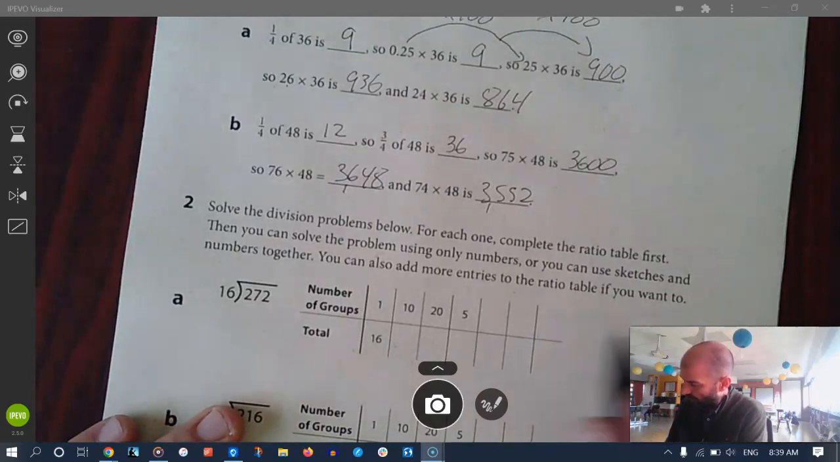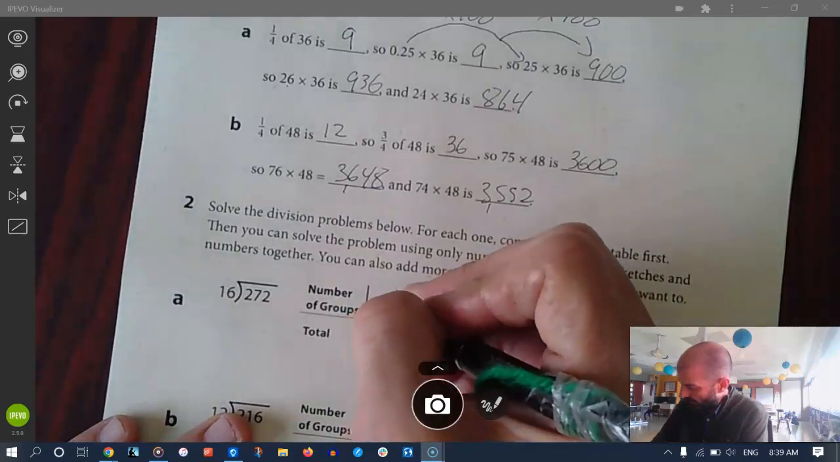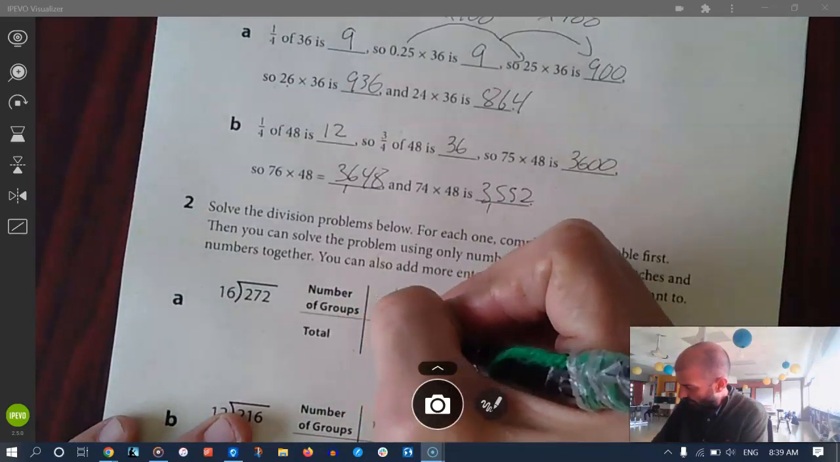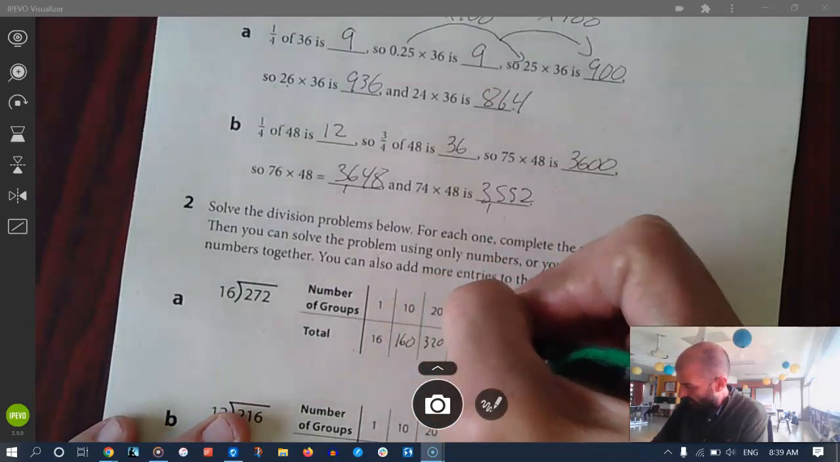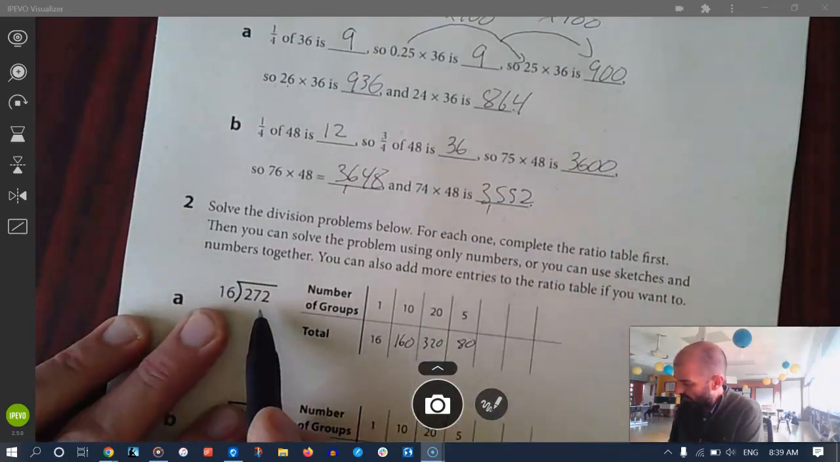All right, solve the division problem below. Complete the ratio table, and then we can kind of go from there. So we're doing that 10-25 thing. So we have one group of 16, 10 groups of 160, 20 groups 320, and 5, that's that half thing, that would be 80. So I'm doing 16 of 272.